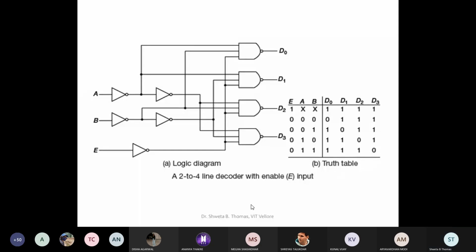Understood? It is very important to understand the concept. When E is 1, that means actually you are giving 0. Then all the outputs D0, D1, D2, D3 will be equal to 1, regardless of the value of A and B. Why? Can you tell me? Can you tell me why?